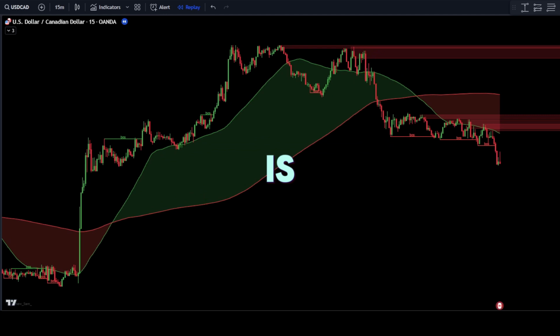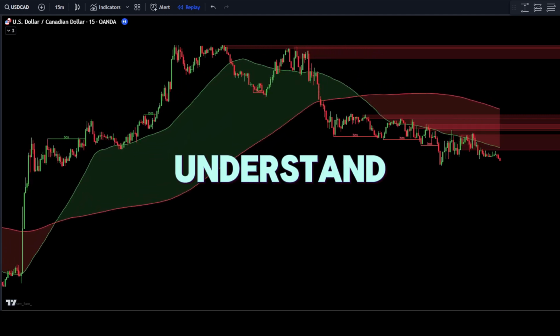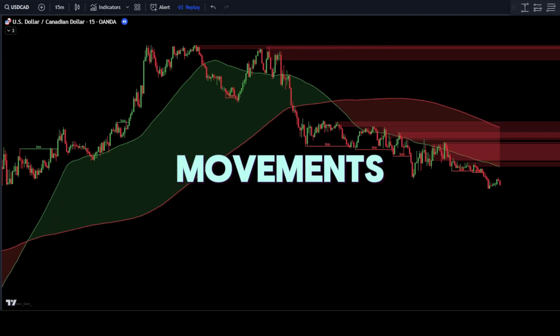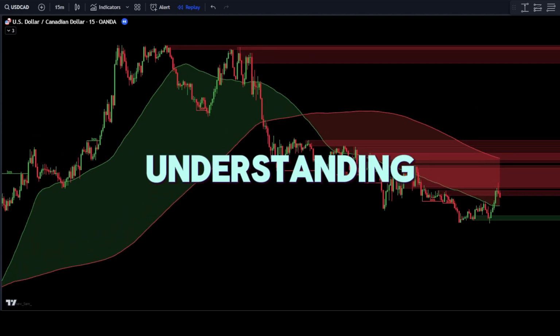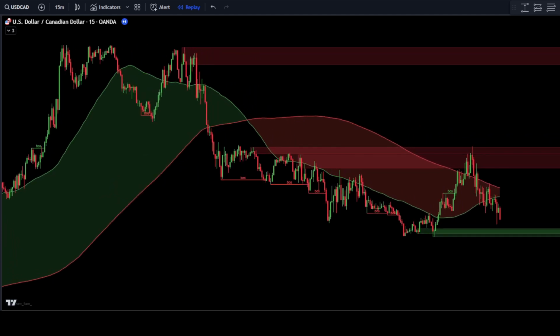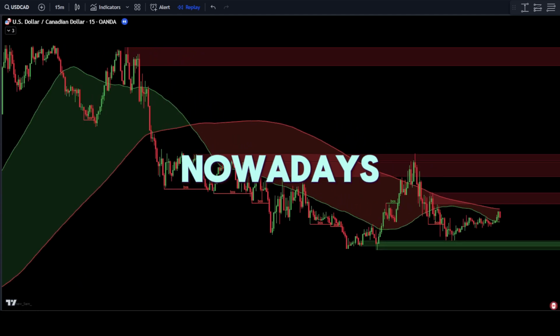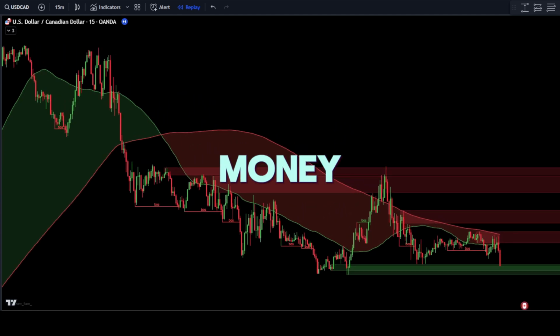Success in trading is not about guessing where the market will move, but with the right strategy, you can understand the fundamentals of market movements. By accurately understanding the direction of market movements, you will have a golden opportunity to achieve success. And one of the quite popular trading strategies nowadays is using order blocks and the smart money concept.